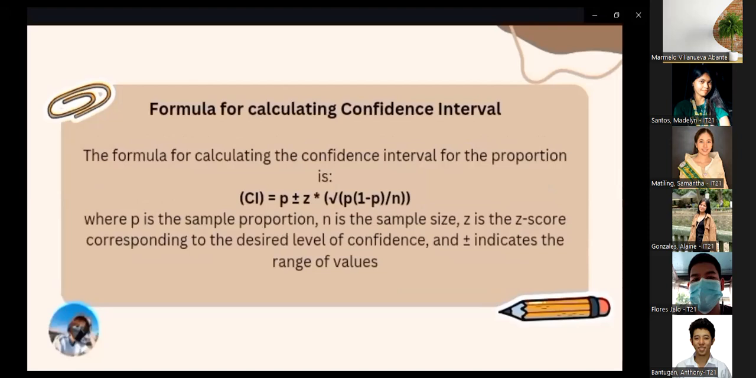Another formula for calculating the confidence interval is for the proportion. The formula is CI equals P plus or minus Z times the square root of P times (1 minus P) divided by N, where P is the sample proportion, N is the sample size, Z is the z-score corresponding to the desired level of confidence, and plus or minus indicates the range of the values.